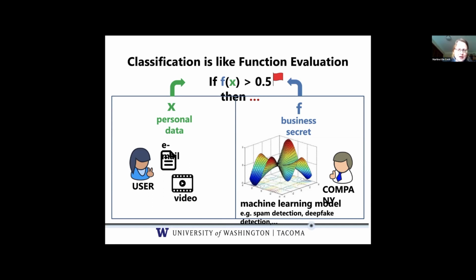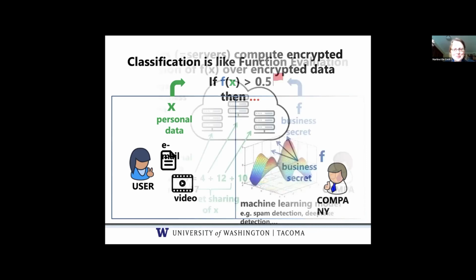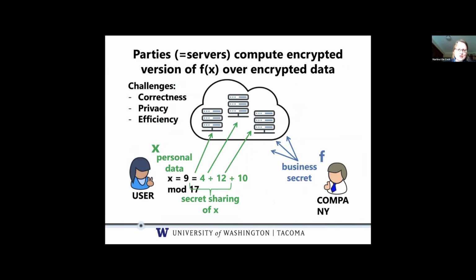So our research is about how to compute f of x without either party having to disclose to the other their piece of the input information. To make this happen, we let the user and the company send encrypted shares of their information to servers in the cloud. And the servers compute over this encrypted information to get an encrypted version of f of x. The challenges are, first of all, correctness, making sure that the servers indeed correctly compute f of x and not something else. Second, privacy, making sure that the servers do not learn anything about the real values of x, of f, and f of x.